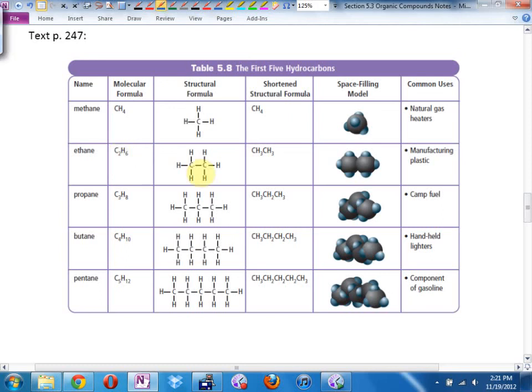If you add an extra carbon, how many bonds does carbon want to have? Do you remember? 4. So if I add an extra carbon, I can go 1, 2, 3, and then they'll share one, and then this guy here has 1, 2, 3, 4 bonds. That's what that one would look like. Ethane is used in manufacturing plastic. Propane. Where do we use propane? Barbecues. Okay, camp fuel. It's C3 and 8 H's.